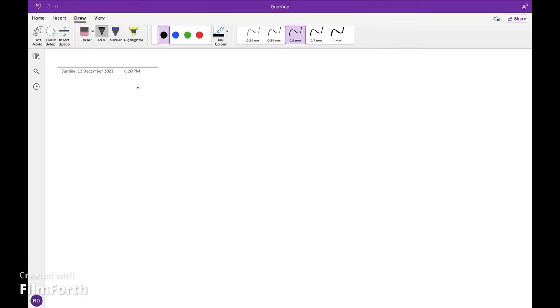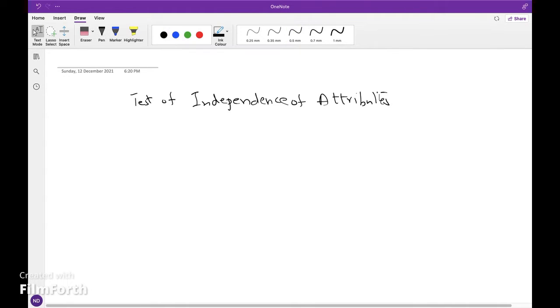Today we are going to see the test of independence of attributes. Another important application of chi-square distribution is the testing of independence of attributes.